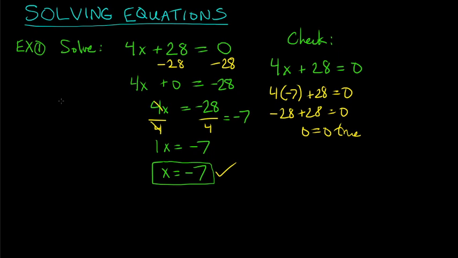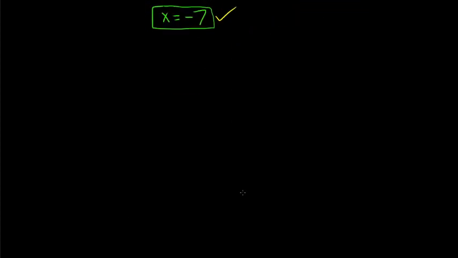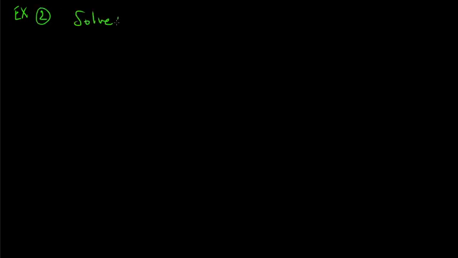So this is an example of what's called a linear equation, and you've solved these many times. I'll let you do one more, and then we'll move on to the more difficult equations. Okay, so solve 6y minus 20 equals 0.